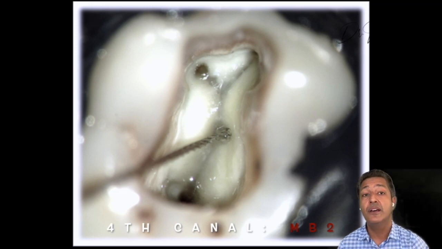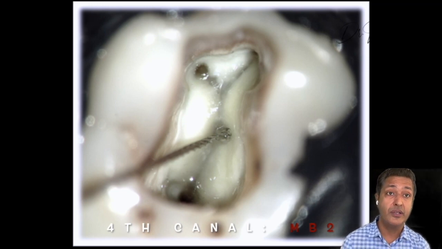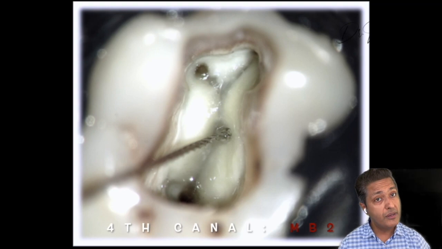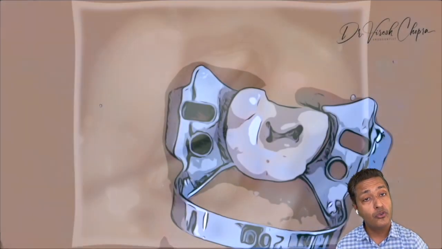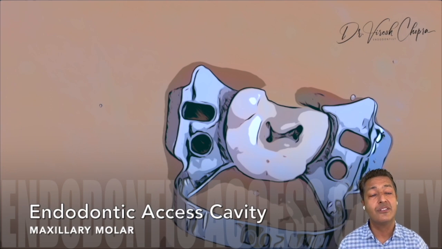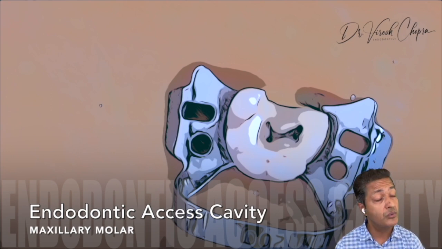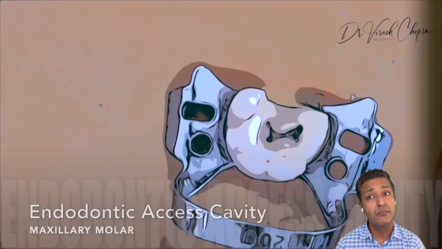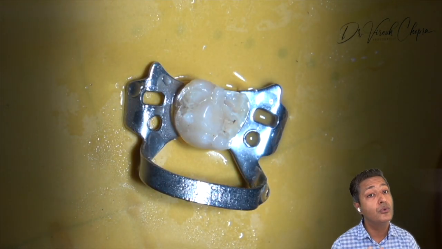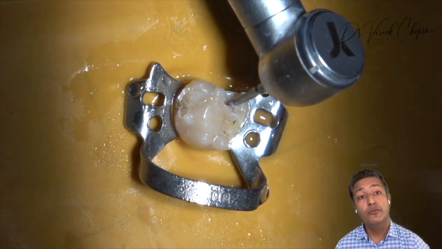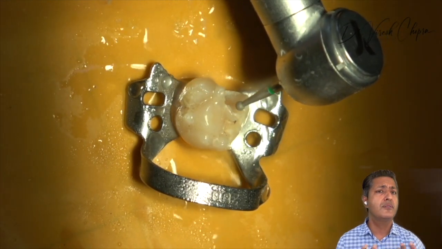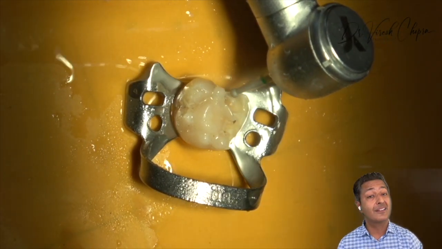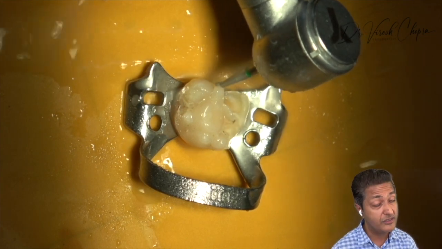Now once we are well aware of the morphology, let's see how to perform an access cavity, and let's see what the signs are that show in a tooth that there is an extra canal present. It can be an MB2 canal, it can be a palatal canal, but the important point is that we need to look for an extra canal. Whenever we get a tooth for root canal, it is mostly caries. So the first and foremost step is to excavate the peripheral caries first.